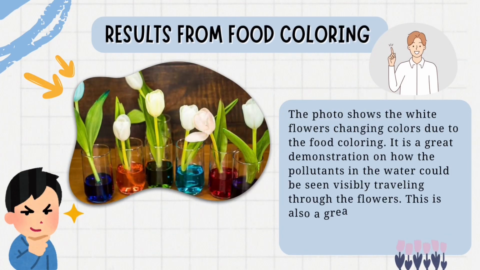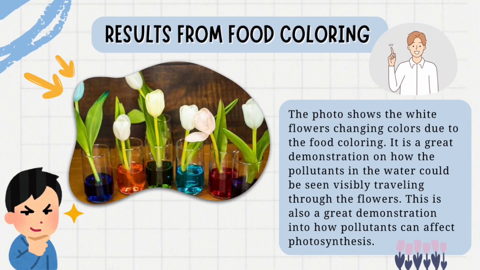The result from food coloring. The photo shows the white flowers changing color due to the food coloring. It is a great demonstration of how the pollutants in the water could be seen visibly traveling through the flowers. This is also a great demonstration of how pollutants can affect photosynthesis.